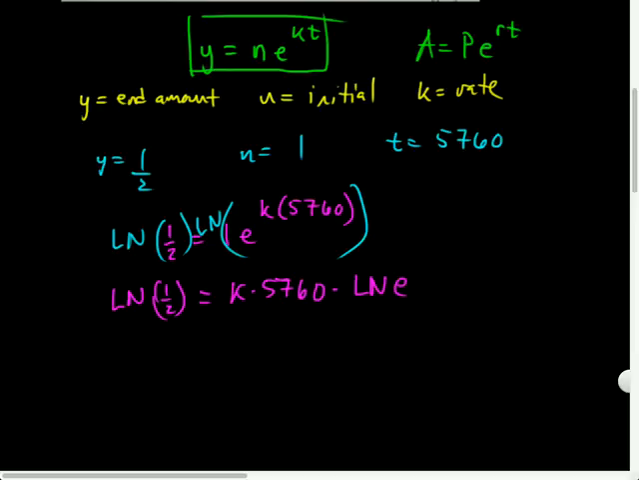Doesn't it just cancel because they're opposite? Well, ln of e would be asking e to what power is e, right? Log base e. E to what power is e? It would be 1. So in a sense we can just ignore that because multiplying by 1 doesn't affect anything. So to solve for k, I would divide by 5,760.